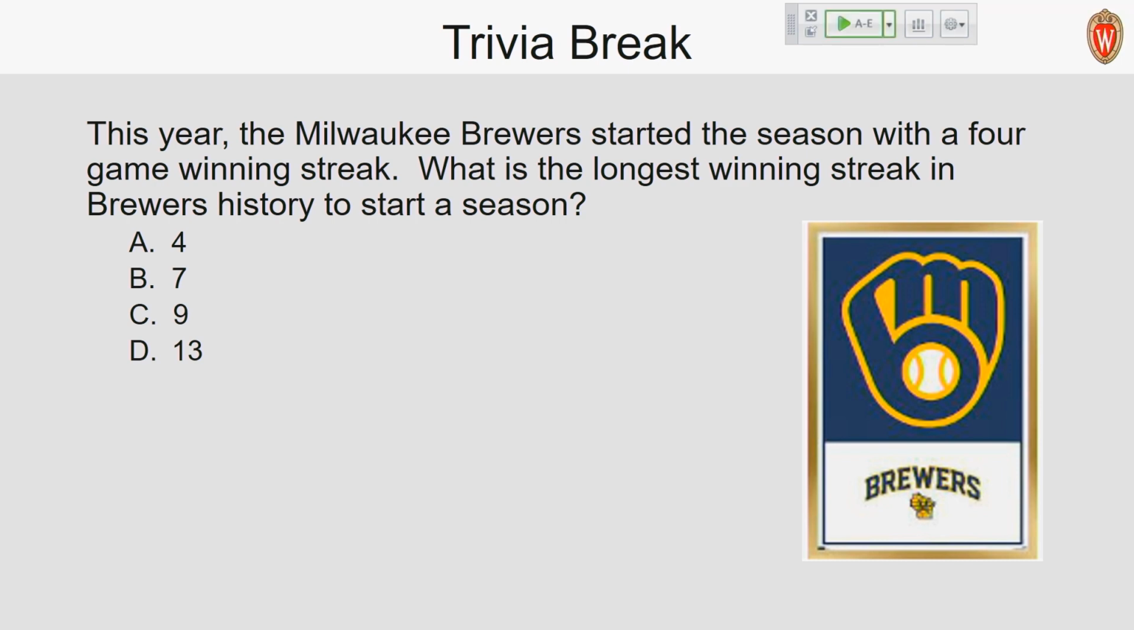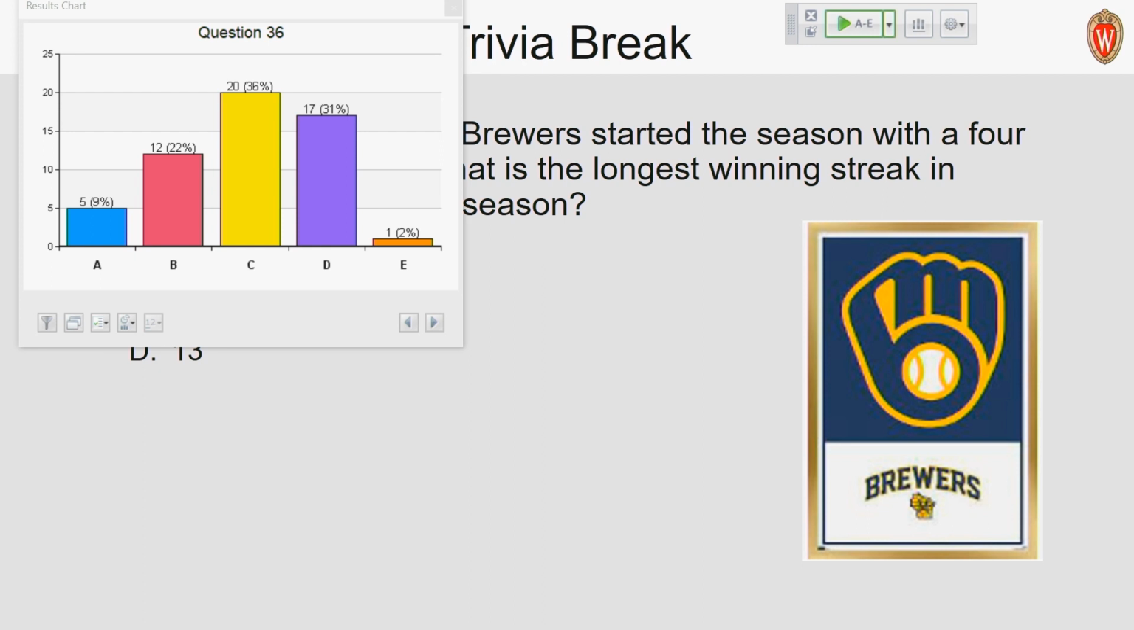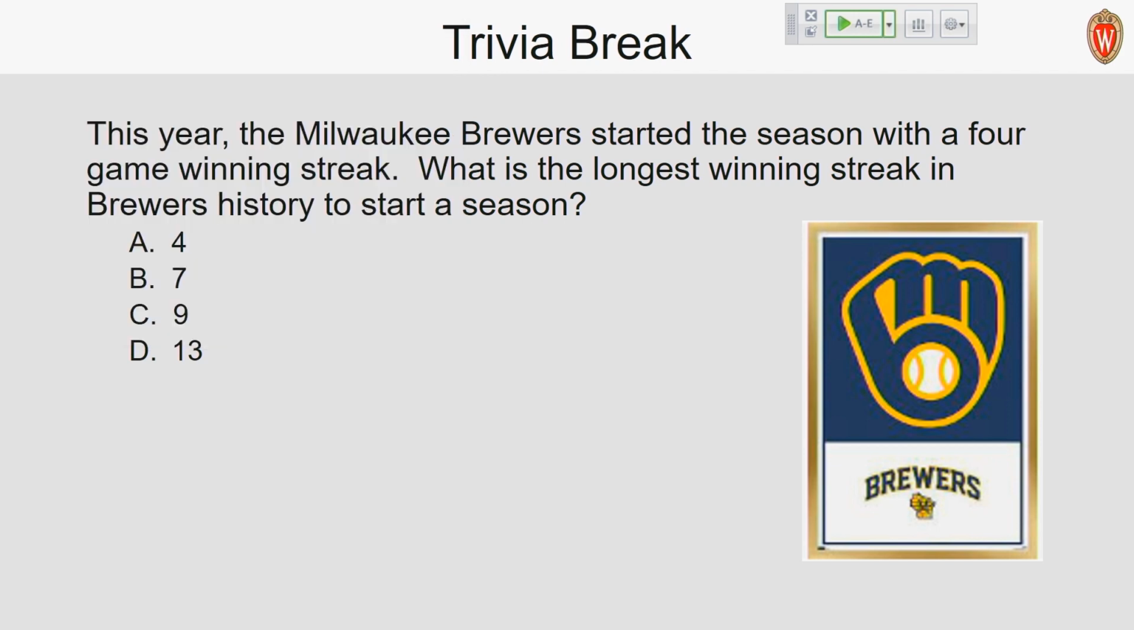All right, so the predominating answer here is either C or D. So the correct answer is, in 2013, 2014, they started the year with 9 games, but in 1987, they won 13, and there's the real Brewer fans.